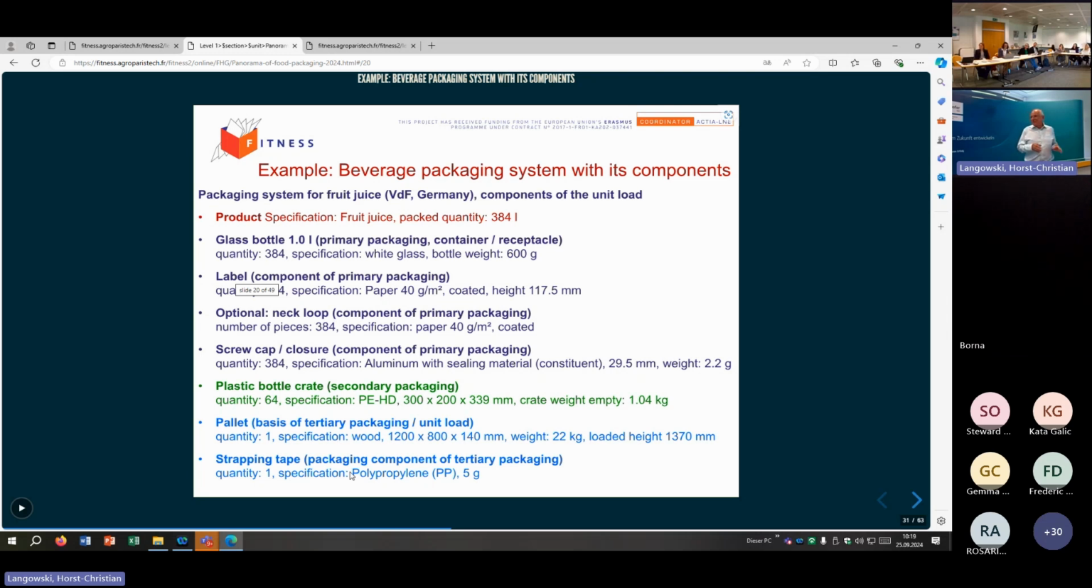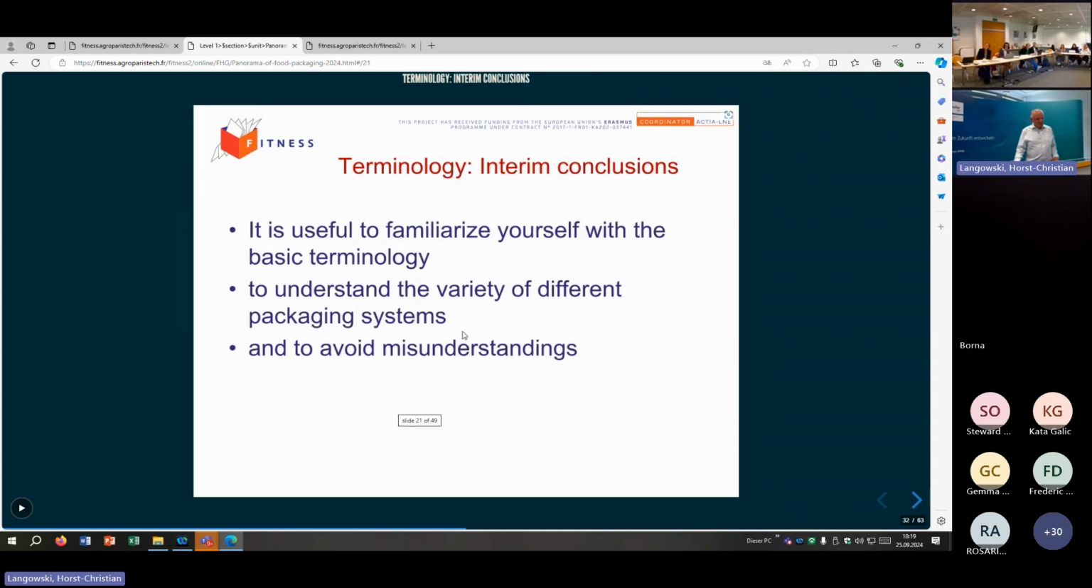Why am I sticking so strongly to this variety? The point is, if you talk about environmental impacts, as you will do later, you have to not only talk about a glass bottle. It's a whole variety of, in many cases, returnable and non-returnable elements of the whole packaging system. And this makes things complicated, and it makes simple truths less true than they seem to be at the moment. Okay, so it's good to know about the terminology, to talk with others, to avoid misunderstandings, and to be on the right way.